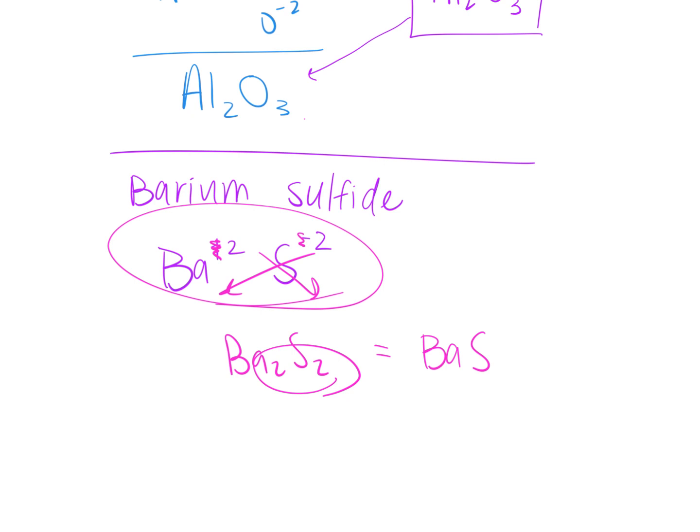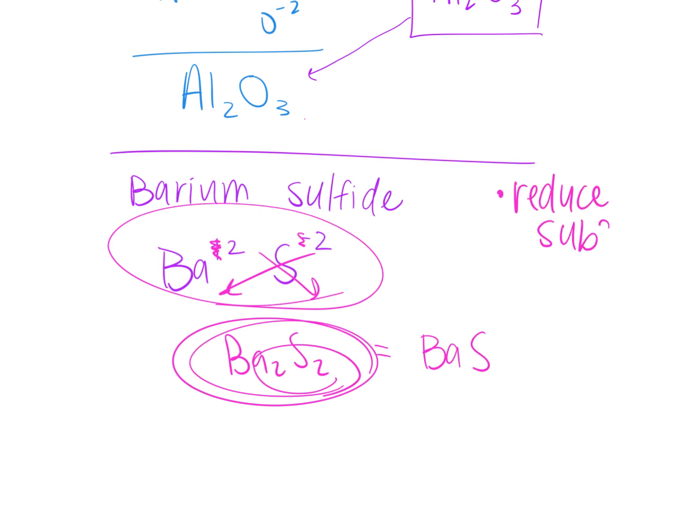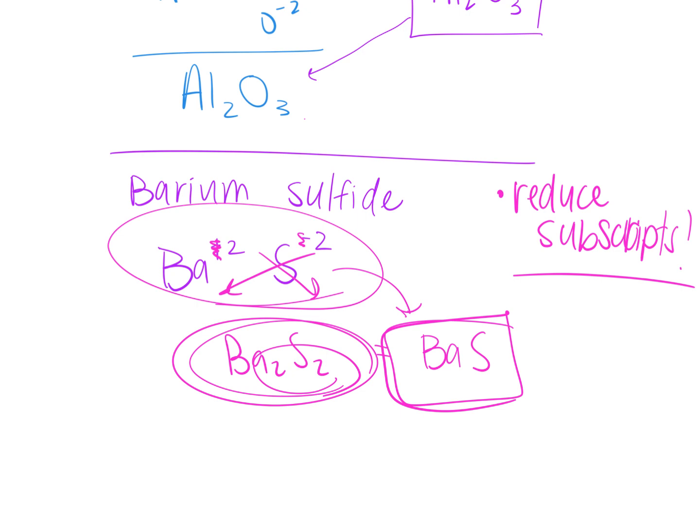But sometimes we get so caught up in doing the crisscross method every single time that we run into a problem where we forget to reduce. So we need to reduce our subscripts. Write that down: reduce subscripts. Sometimes we get so caught up in the crisscross method that it ends up hurting us, because we should have noticed right away that they fit together. Our final formula should be BaS, not Ba2S2. We need to reduce those down.